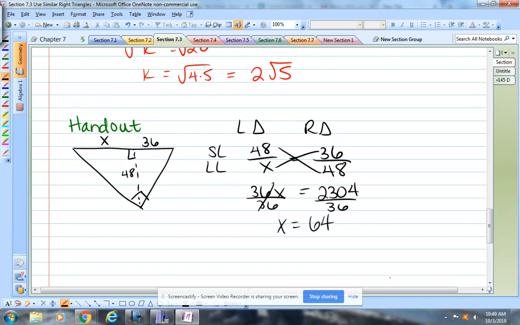64. And I'm just going to go ahead and tell you, every answer on your worksheet will be a whole number integer. Be a whole number. So you shouldn't get any radicals or any decimals for answers.